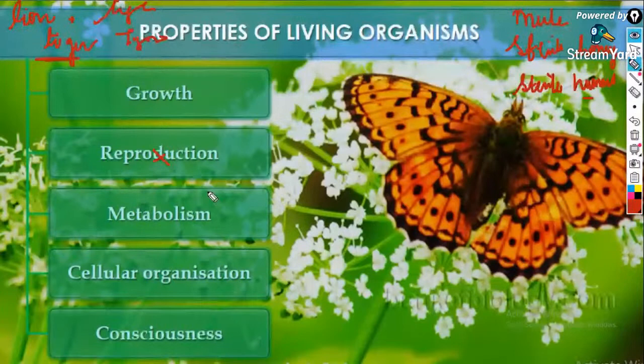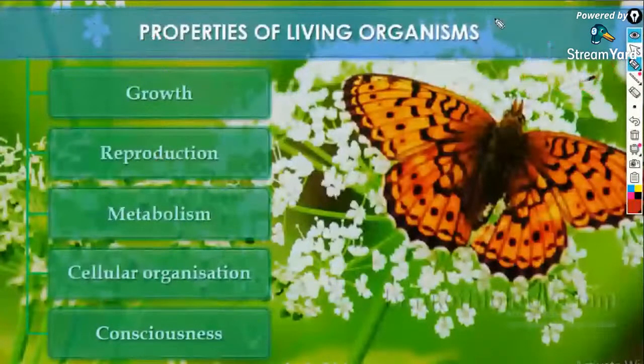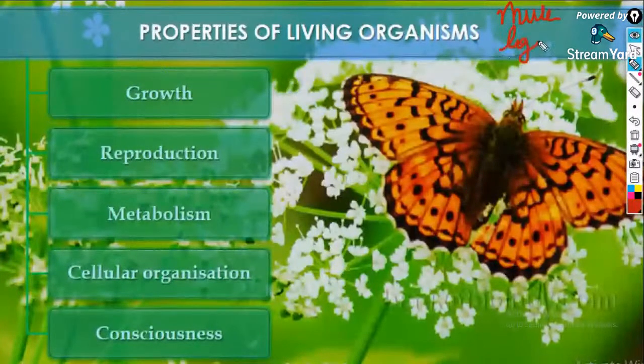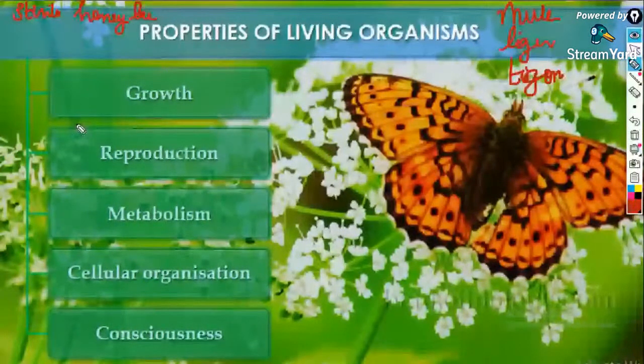So reproduction can never be considered as a property of living organisms, because there are certain living organisms that do not reproduce. Take down, all these examples are very important. I will write once again. Take down, mule is a sterile organism. Mule, liger, tigon, sterile honeybee. That is worker. Sterile honeybee. Male honeybee. Okay, certain human beings. Sterile humans.